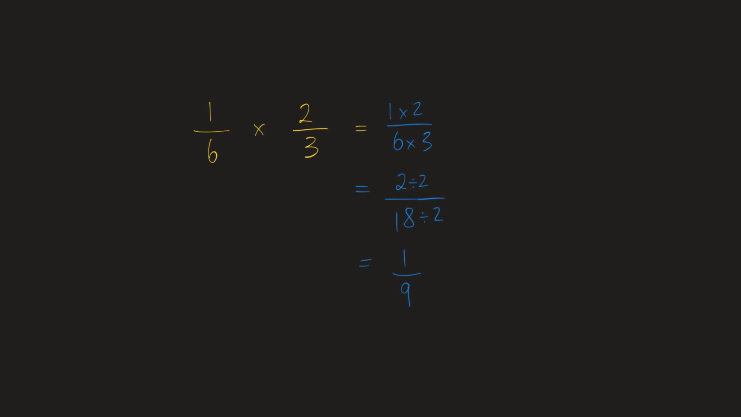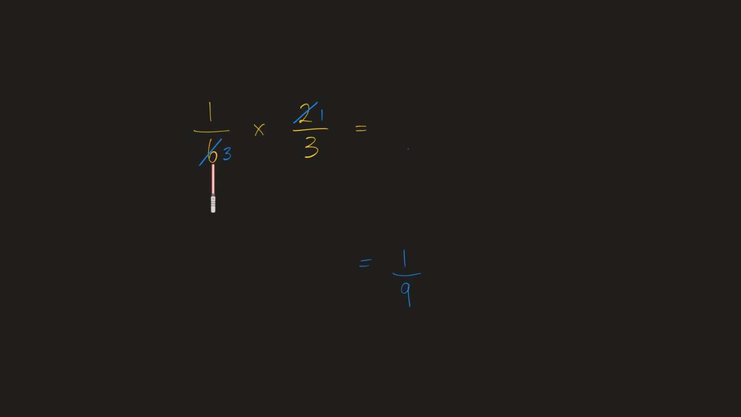However, I can do that also in a different way and get to the answer 1 over 9. What I can look to do in my fractions is look diagonally opposite. So the 1 and the 3, and we're looking for common factors. 1 and 3, we don't have any common factors, but 6 and 2, they're both even numbers. Okay, and the common factor is going to be 2. So what I can do, 2 divided by 2 is 1, and 6 divided by 2 is 3.